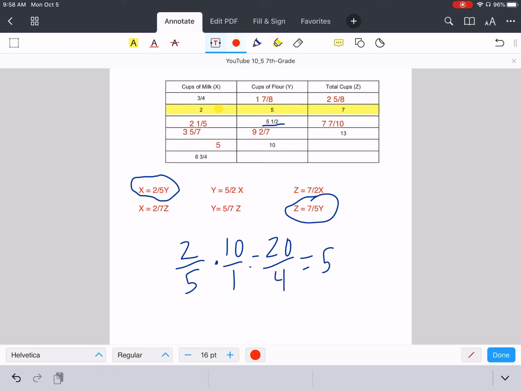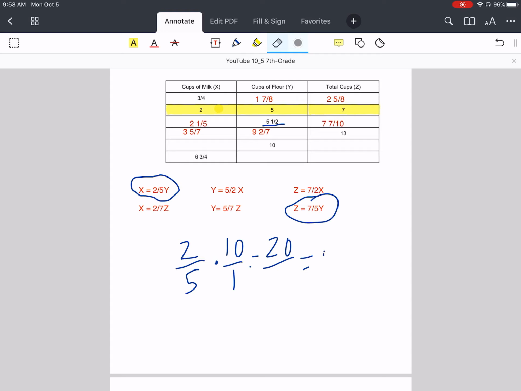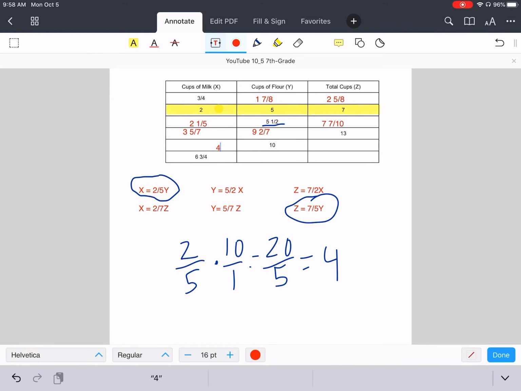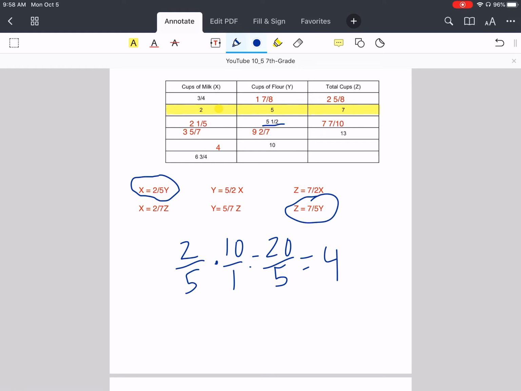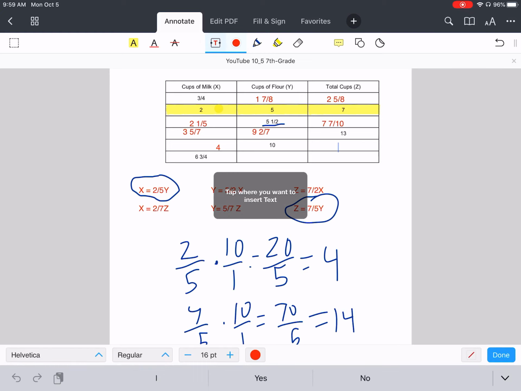Sorry, that does not equal 5. Hopefully you found that mistake, because 20 over 5 equals 4. So it still equals 4. And we can either add up the x and the y value, or we can still show our multiplication. We can do 7 over 5 times 10 over 1, which equals 70 over 5, and that simplifies to 14, which is great because 4 plus 10 does equal 14.